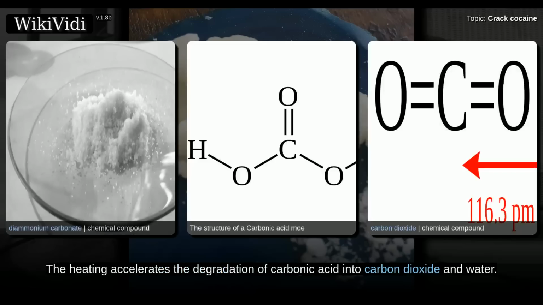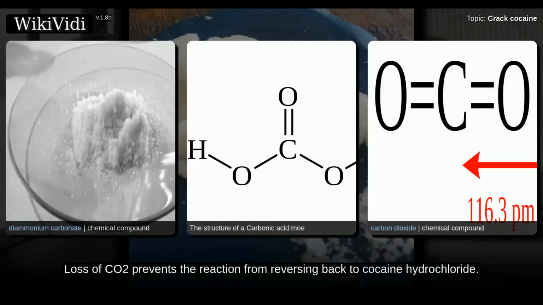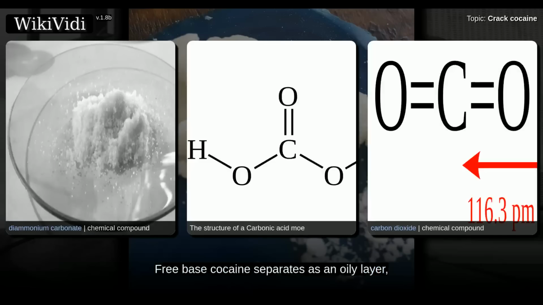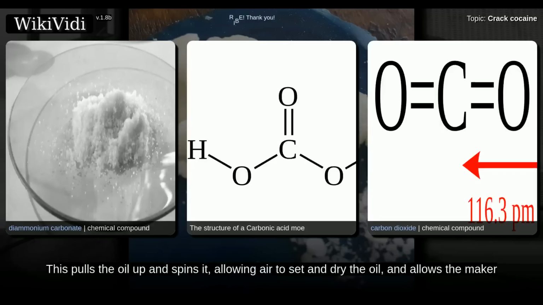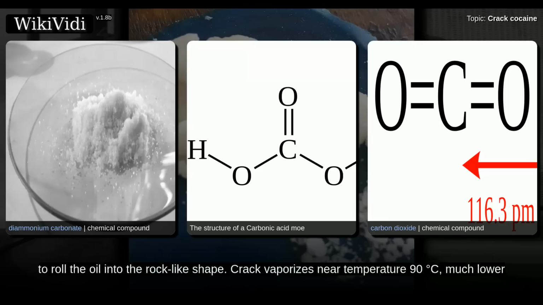The heating accelerates the degradation of carbonic acid into carbon dioxide and water. Loss of CO2 prevents the reaction from reversing back to cocaine hydrochloride. Free-base cocaine separates as an oily layer, floating on top of the now leftover aqueous phase. It is at this point that the oil is picked up rapidly, usually with a pin, a long, thin object. This pulls the oil up and spins it, allowing air to set and dry the oil, and allows the maker to roll the oil into the rock-like shape.